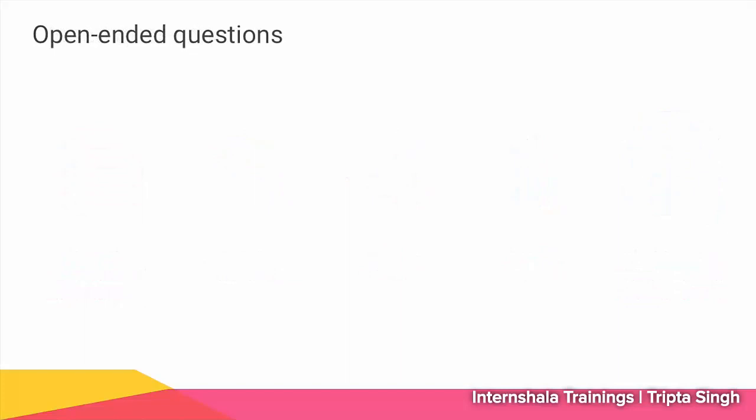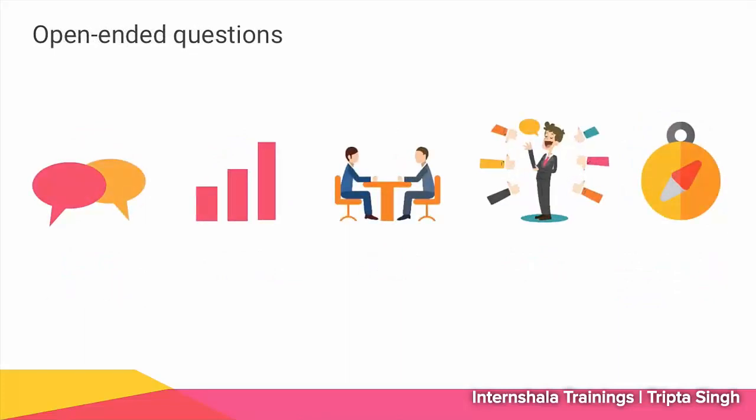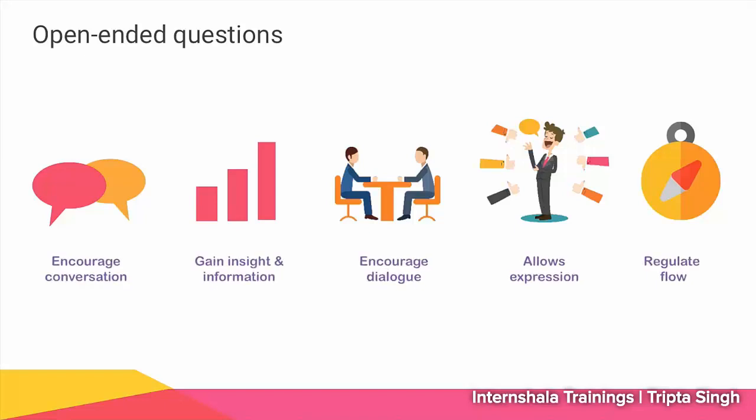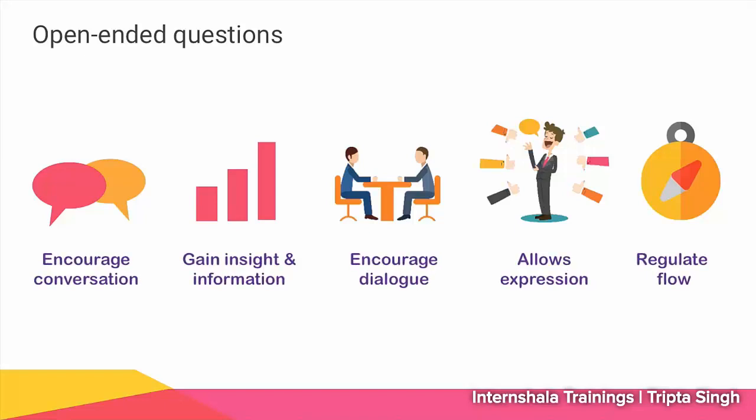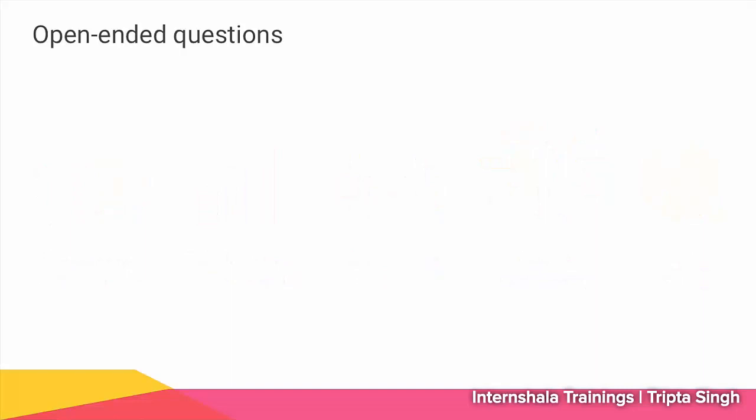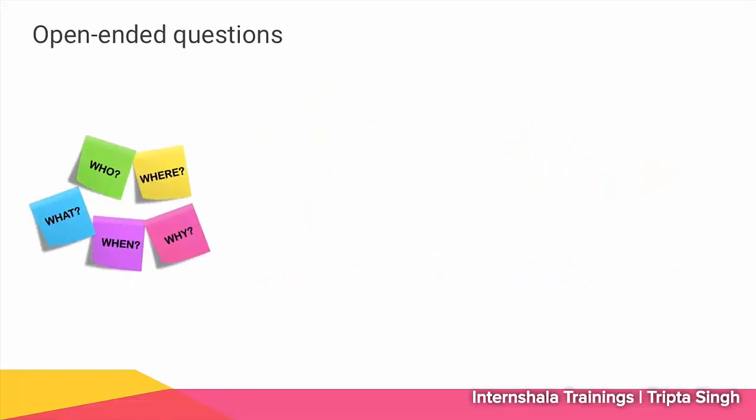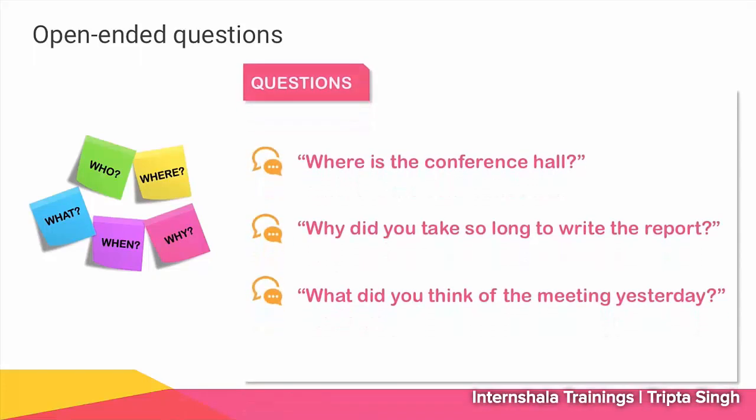Here are some characteristics of open-ended questions. Open-ended questions stimulate and encourage conversation. They can be used to direct the flow of a conversation and gather more insight and information on the topic at hand. These questions typically start with how, why, when, where, what, who, or which. Let's have a look at some examples.